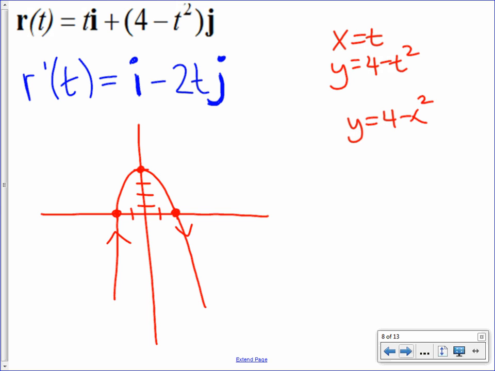Okay. So let's talk about our derivative. What is r prime of 1? i minus 2j. Then we have a tangent vector here at (1, 3). There's our tangent vector.